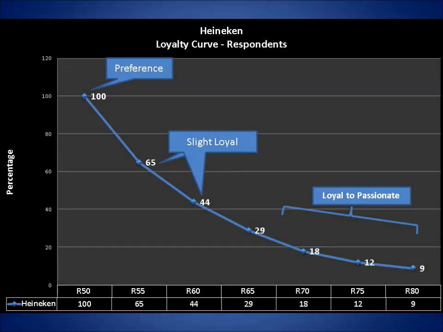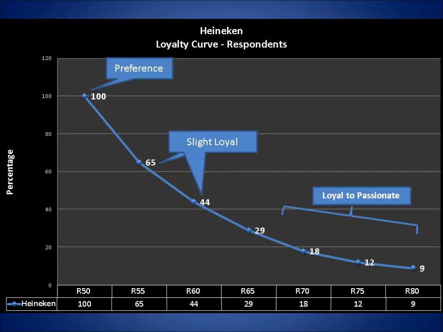And here is your loyalty curve. It's a loyalty curve for Heineken. This one shows it by respondents, and right on the left you'll see the number of respondents that chose Heineken. We set that at 100. So our index is 100% of people have a preference in the terminology that I introduced.